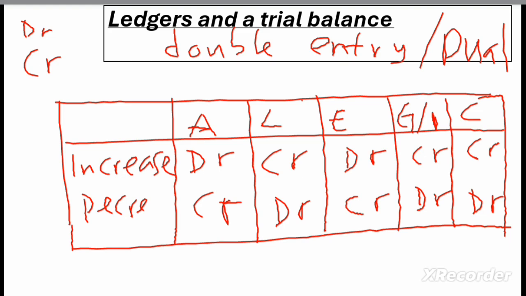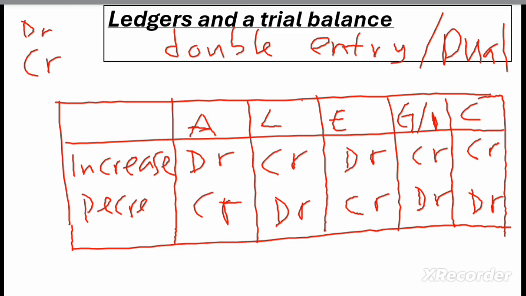So what is the relationship between ledgers and a trial balance? You cannot prepare a trial balance if you haven't prepared the ledger. Ledgers summarize all the transactions in a book. After we post those transactions to the ledger, we are going to extract a trial balance. A trial balance is there to prove the arithmetic accuracy of the ledger. It also checks if the double entry system was done correctly. If we recorded well, then the trial balance has to agree. It has to balance the debit and the credit entries.